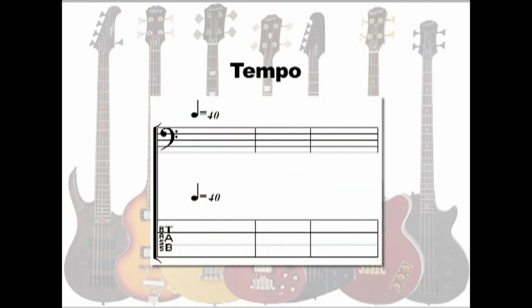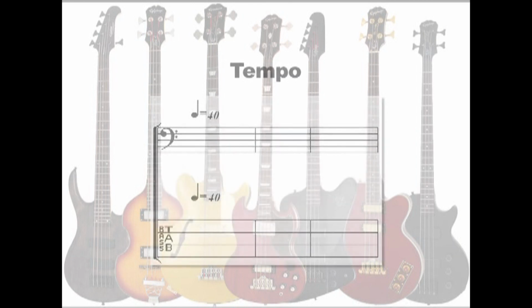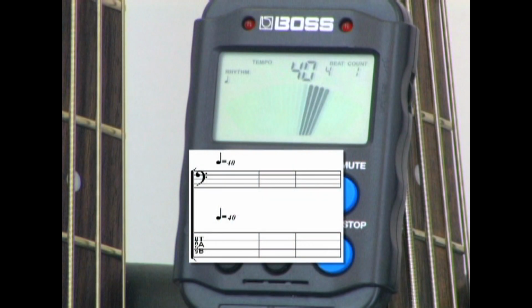The tempo of a song determines how fast or how slow each measure is counted. For example, 40 BPM means you would count 40 beats per minute. 1, 2, 3, 4. 1, 2, 3, 4.